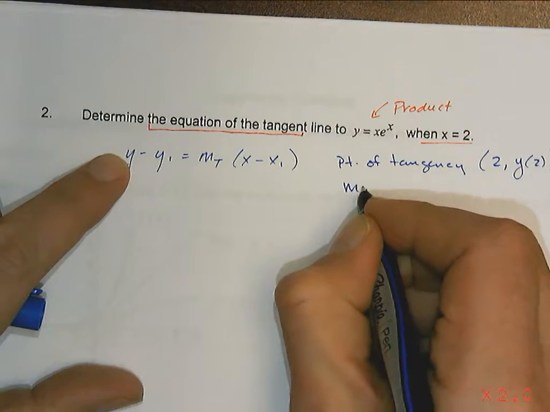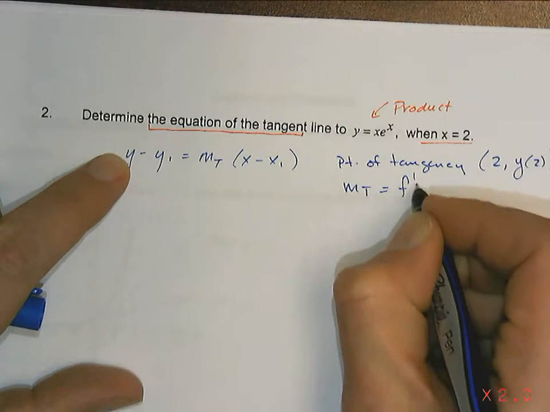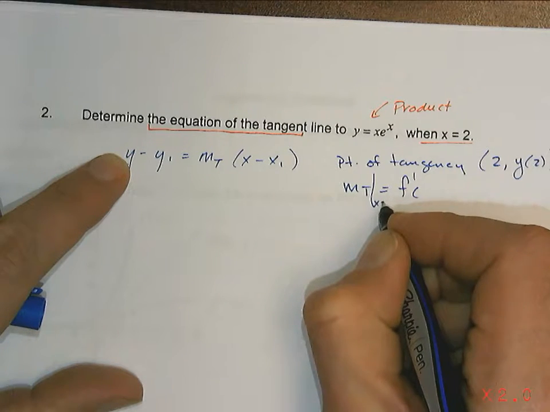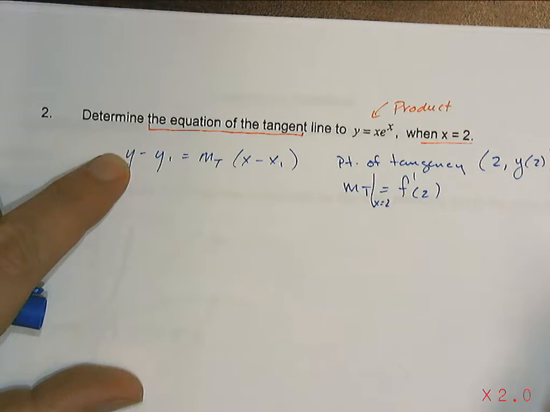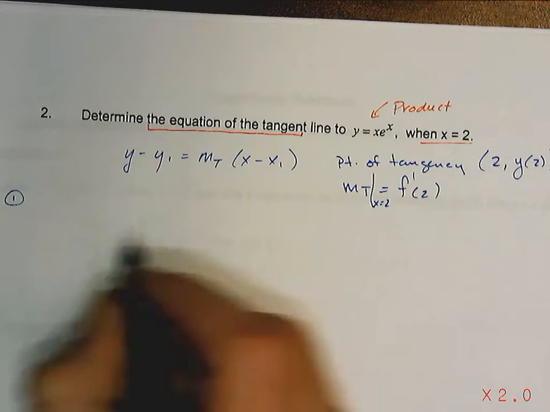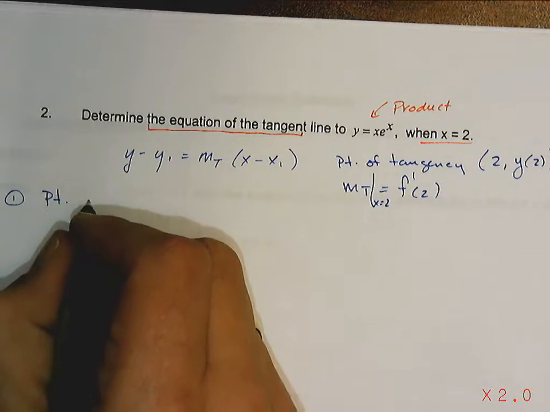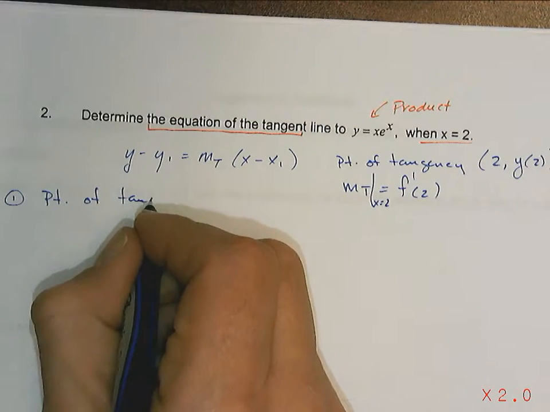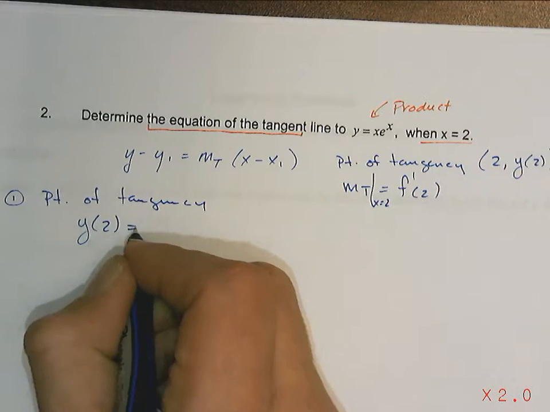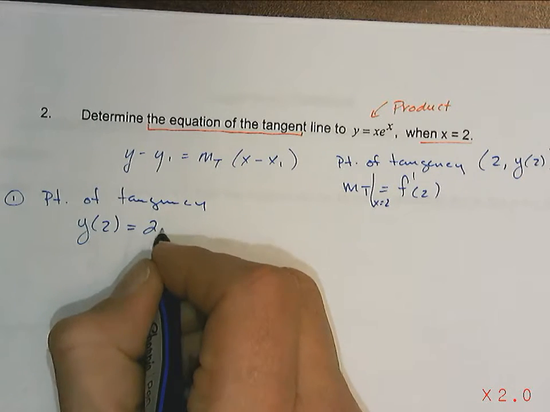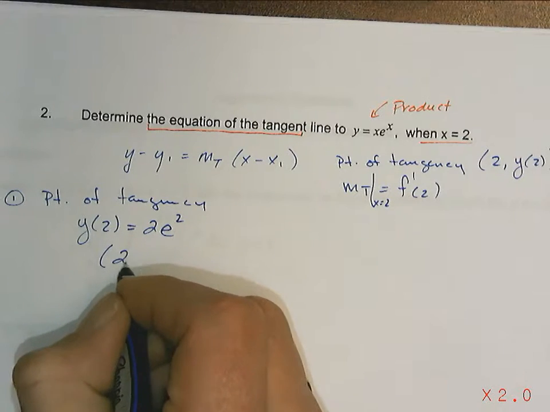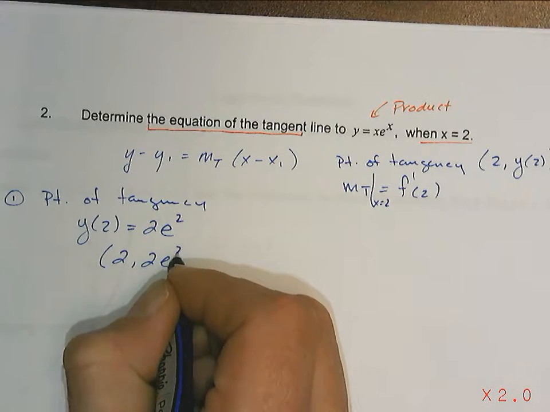And you need your slope of the tangent, which is going to be given by the derivative. And you want it at a particular value. You want it when x equals 2, so that you want the derivative when x equals 2. So let's start off. Let's find our point of tangency. Point of tangency, y equals 2, is going to be 2e squared. So your point of tangency is actually 2 comma 2e squared.